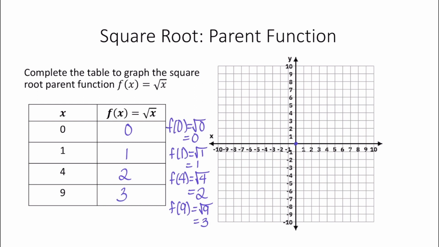We have (0, 0), (1, 1), (4, 2), and (9, 3). And so when we connect these points, we now have the graph of our square root parent function.